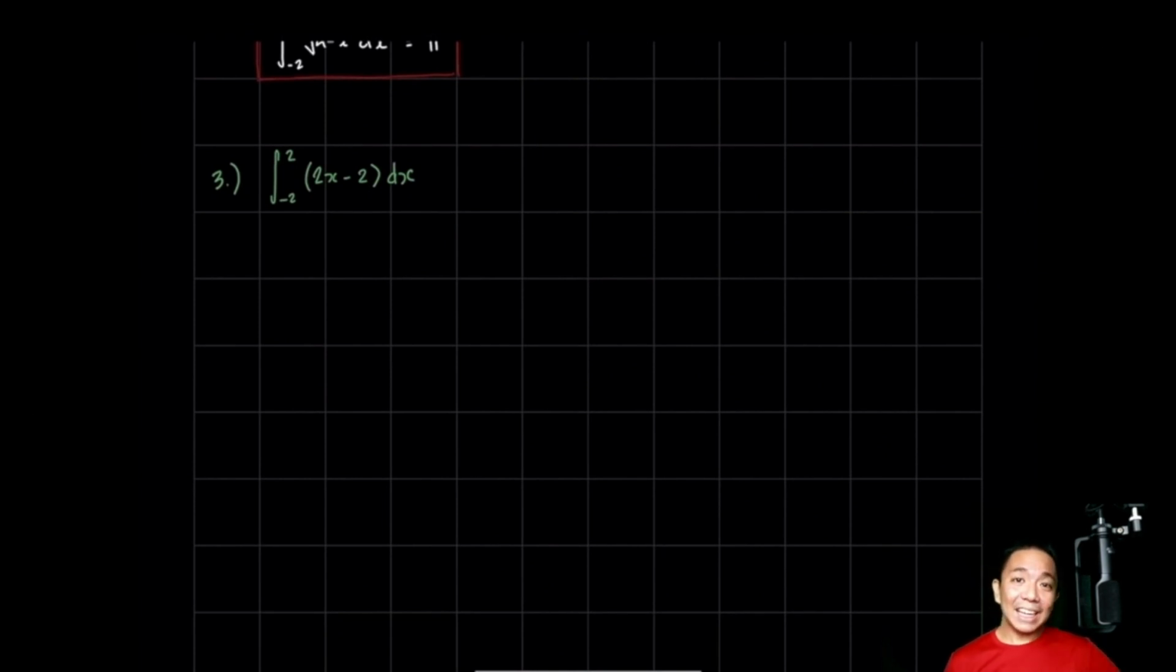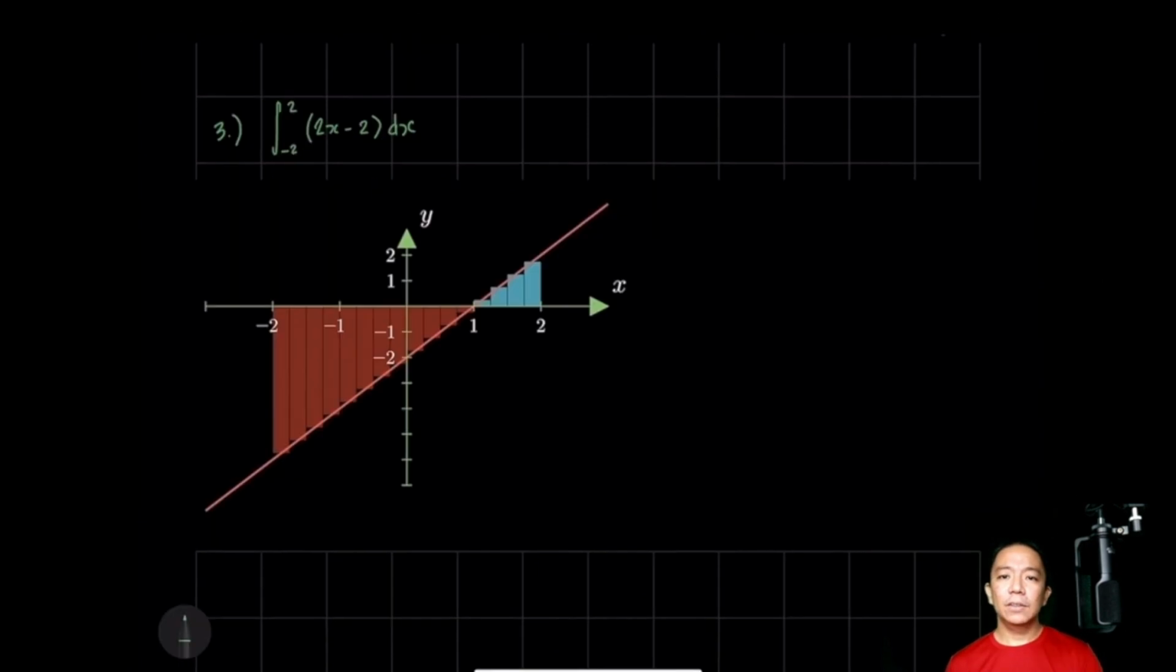So this is a line with the slope of 2, tapos may y-intercept na -2. Let's plot the figure there. Okay, so here we go. Gumamit na rin ako ng approximating rectangles. So notice that the approximating rectangles for the region below the x-axis are marked in red, and the approximating rectangles for the region above the x-axis are marked in blue.